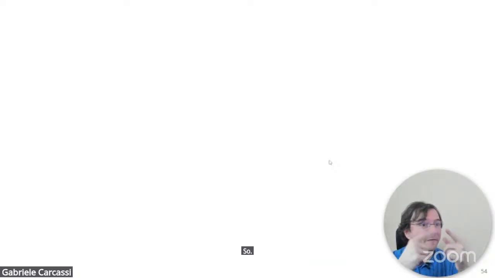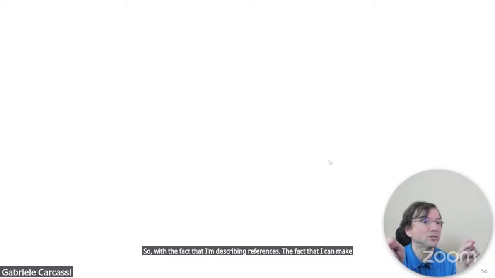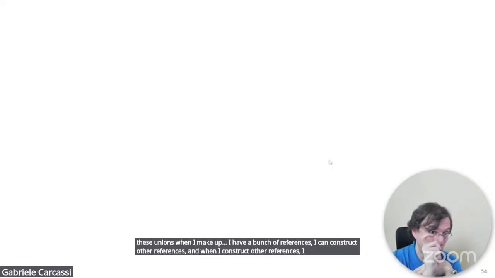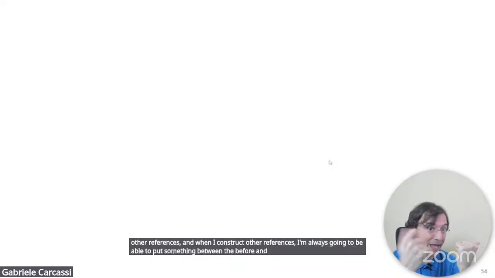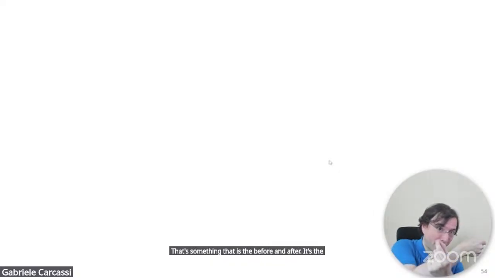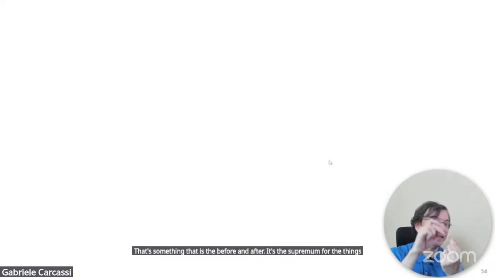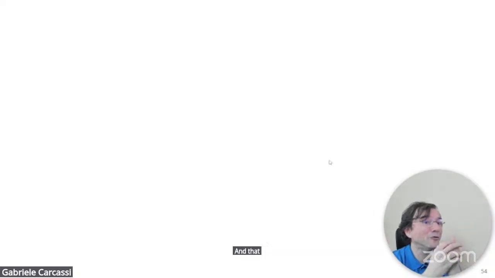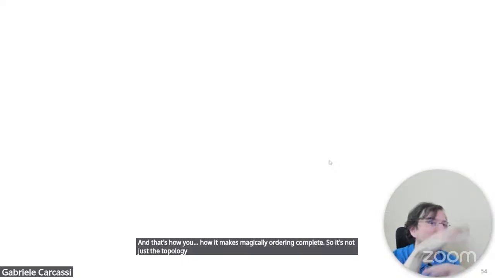So I wouldn't be able to construct a reference. With the fact that I'm describing references, and the fact that I can make these unions, when I have a bunch of references, I can construct other references. And when I construct other references, I'm always going to be able to put something between the before and after. That something is the supremum for the things before, and the infimum for the things after. And that's how it magically makes the ordering complete. So it's not just the topology, it's topology combined with this whole notion of reference.